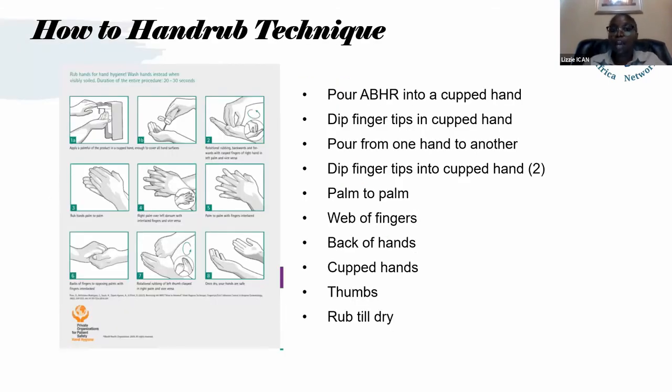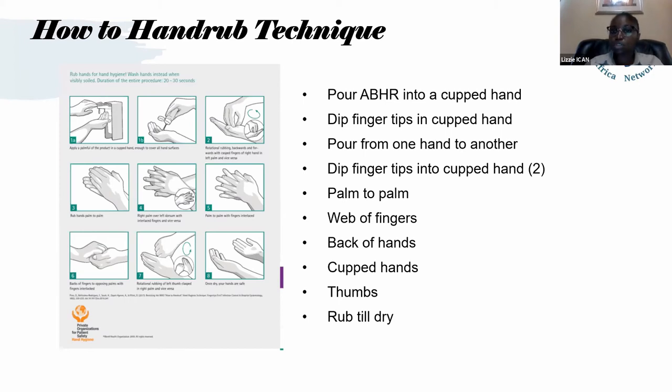And then on the hand rub technique, you have to pour alcohol-based hand rub into cupped hands, and you start with your fingertips first, because according to recent studies there was a decrease in the bacterial log count if you start the technique with your fingertips first. Then you can follow with palm to palm, then the web of the fingers, the back of the hands, and lastly, the thumbs. And once the alcohol-based hand rub is dry, that is when you can proceed to do your activities.